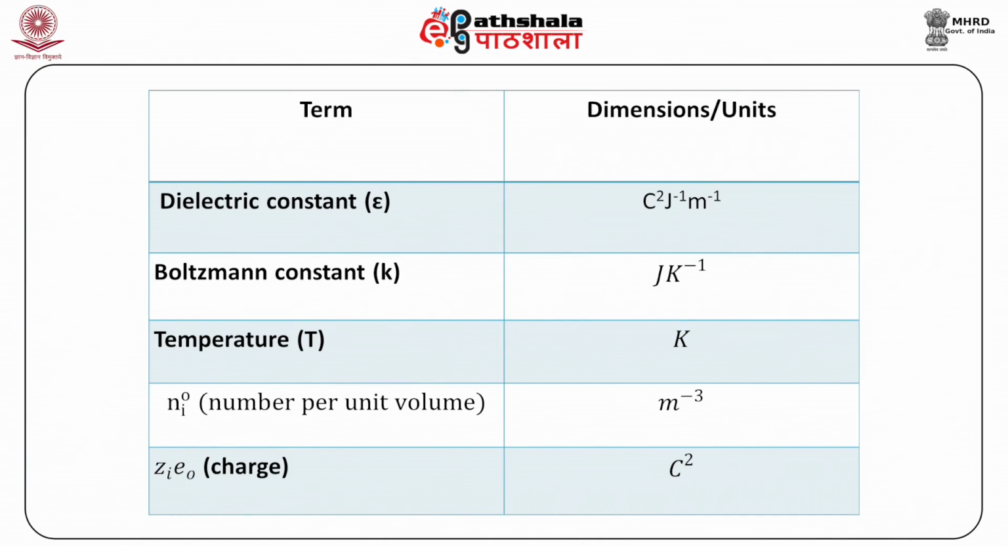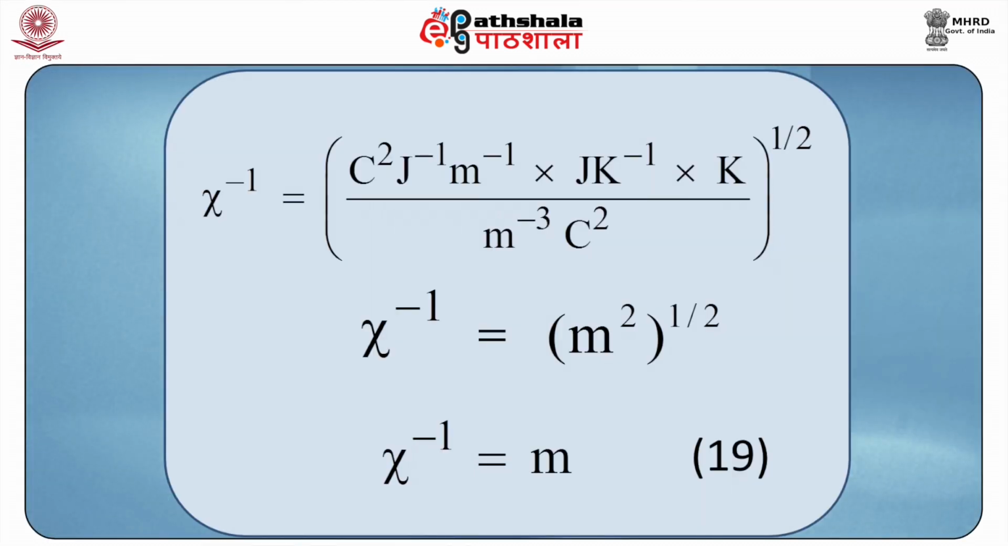Dielectric constant epsilon has the units of coulomb square, joule inverse, meter inverse. Boltzmann constant k has units of joules into Kelvin inverse. Temperature is expressed in Kelvin. Ni naught, that is the number of ions per unit volume, is given by meter cube inverse. Zi into e naught, that is the charge, is expressed in coulombs. Thus, from equation 18 we get, therefore, chi inverse can be expressed in meters as given in equation 19. Chi inverse is also referred to as the Debye Hückel reciprocal length.